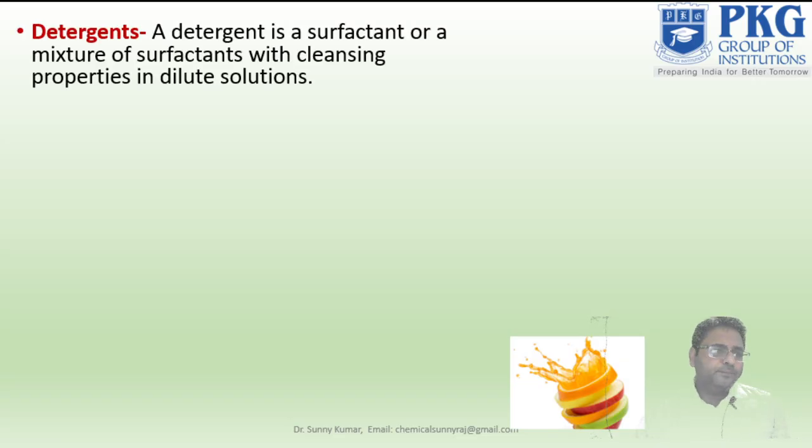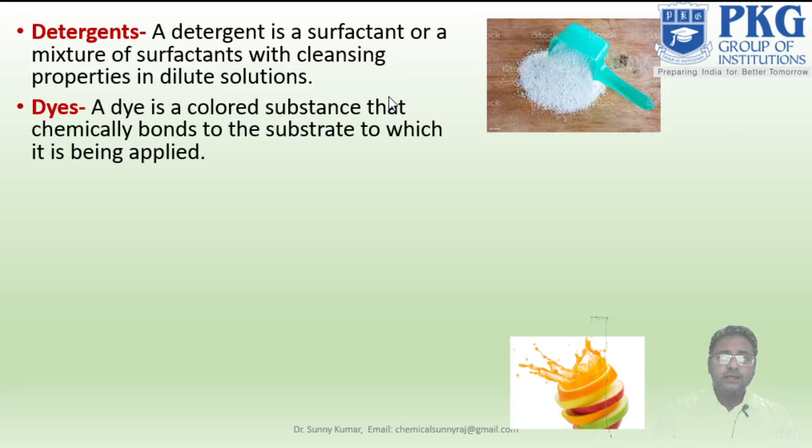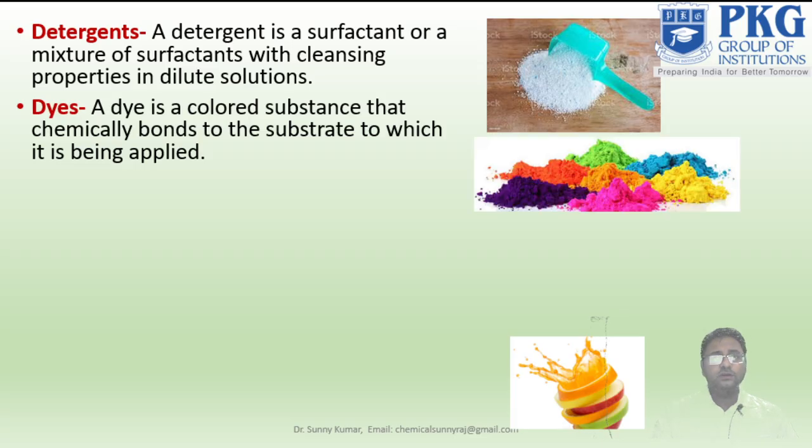Now another example of the products is detergent. A detergent is a surfactant or a mixture of surfactants with cleaning properties in dilute solution. This is an example of a commonly used detergent. The dyes: a dye is a colored substance that chemically bonds to the substrate to which it is applied. The alkylation reaction is used for dye manufacturing, so these are the different colors of dyes we generally use.